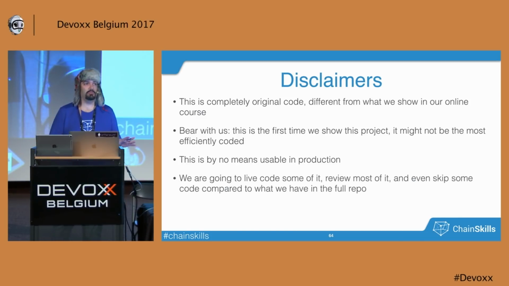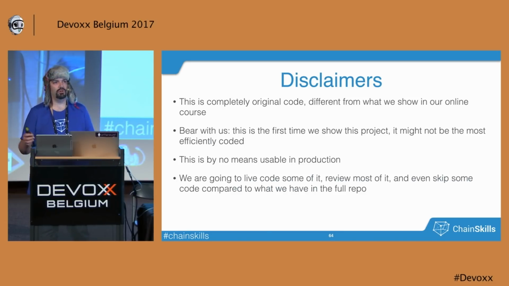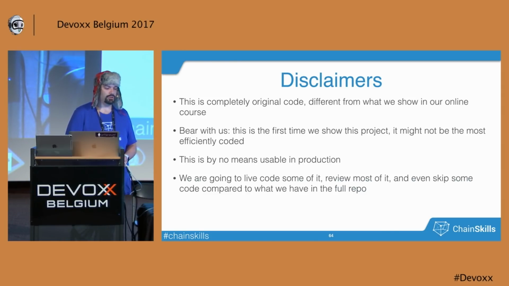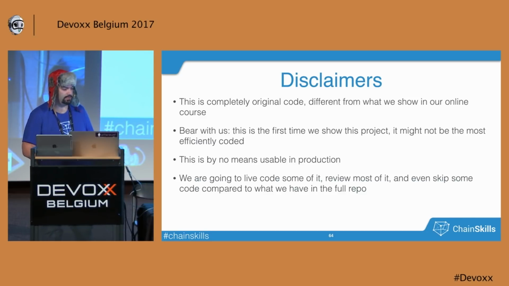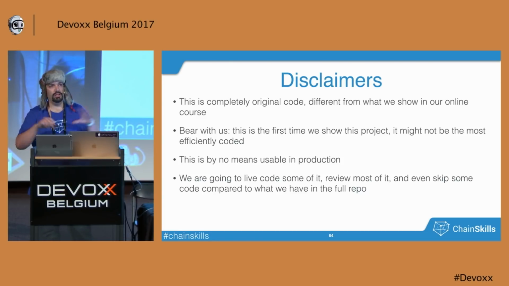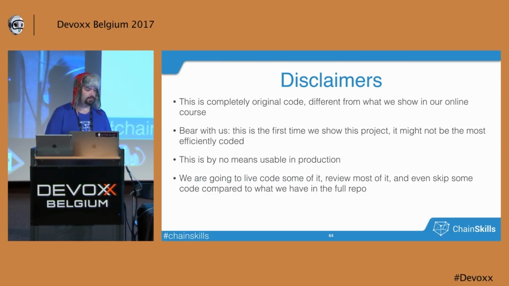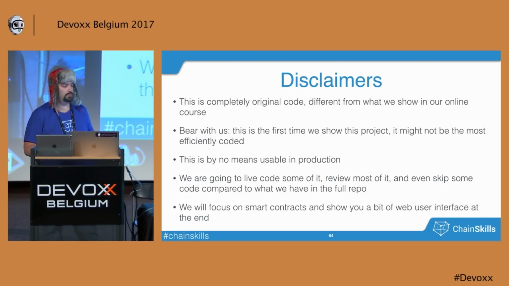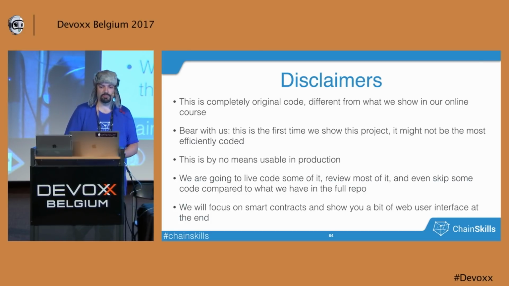We are going to live code some of it, review most of it. The goal is not for you to watch us type for 3 hours. But still, we're going to show you some real code and show you how it integrates in the application progressively. Everything is already on a GitHub repo that we'll give you the address of at the end, so you can check out the entire project afterwards. We'll focus on smart contracts first, and then at the end we'll show you a bit of web user interface to finish the architecture of this DApp.